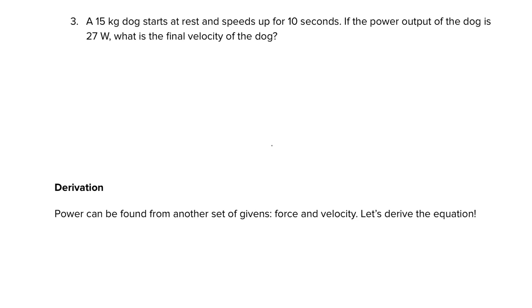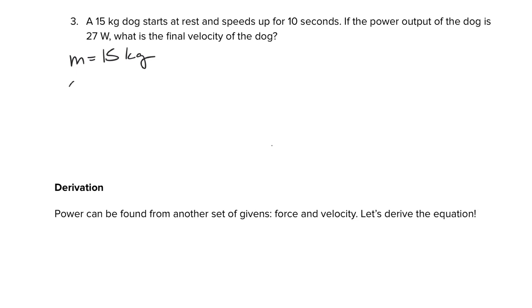All right, on the back, starting with number 3, we've got a 15-kilogram dog that starts at rest and speeds up for 10 seconds. Question is, if the power output of the dog is 27 watts, what is the final velocity of the dog? And we think, oh no, we got a lot going on. Let's write down the givens, but these sound different than the previous ones. Starting with mass, we have a 15-kilogram dog.